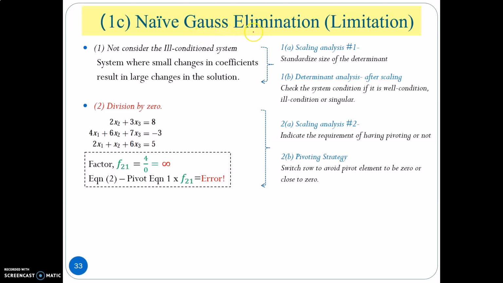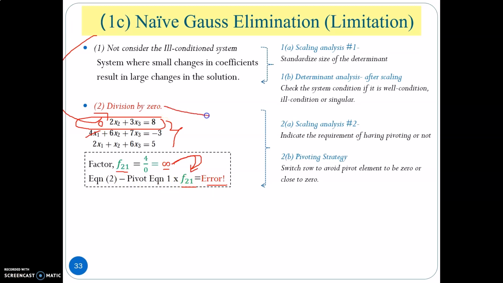The second limitation for the naive Gauss elimination is the division by zero. In this example, you can see that if the first element here is 0, and if you choose the first equation to be your pivot equation, then you can find the factor f21 to be equal to 4 divided by 0, and you will obtain infinity. So if you further use the factor to eliminate the element here to be 0, you cannot do that, because when you substitute infinity to the f21 here, you will obtain the solution to be error.